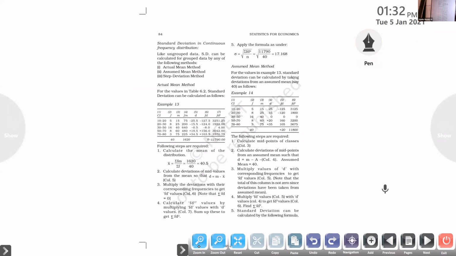Okay, next one, assumed mean method. The first step we completed, the actual mean method. Now we are moving forward with the assumed mean method for grouped data.